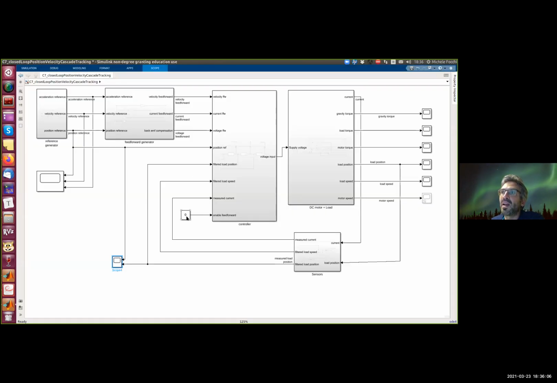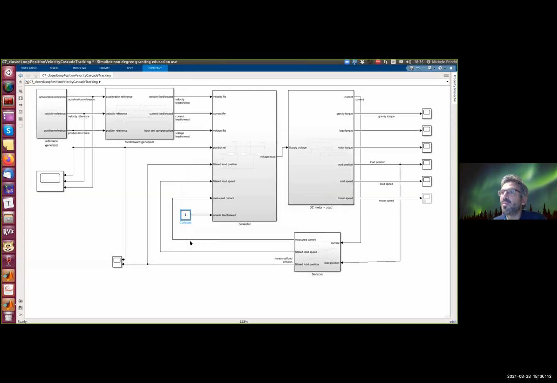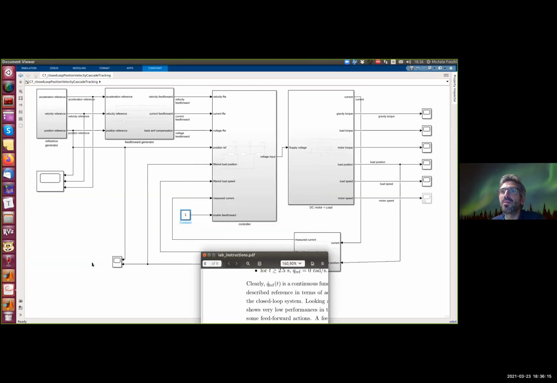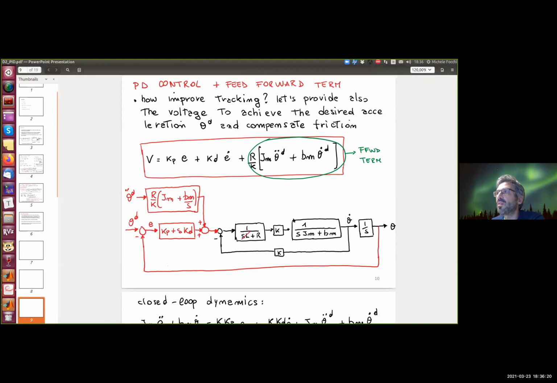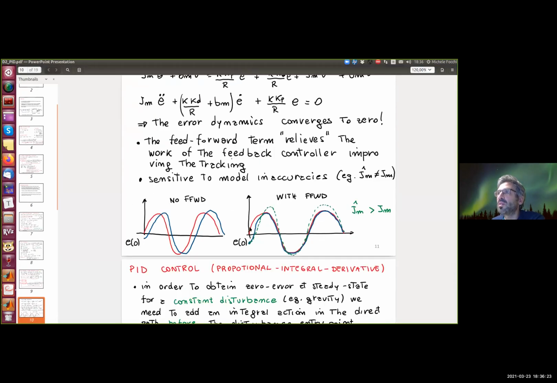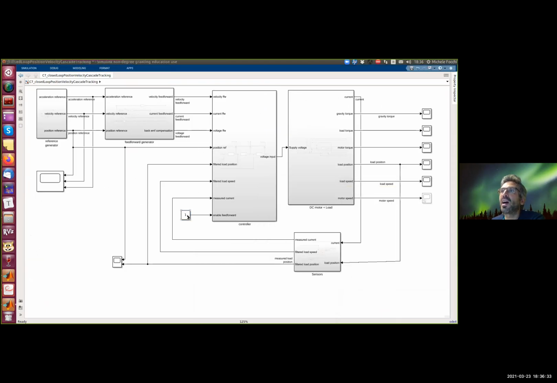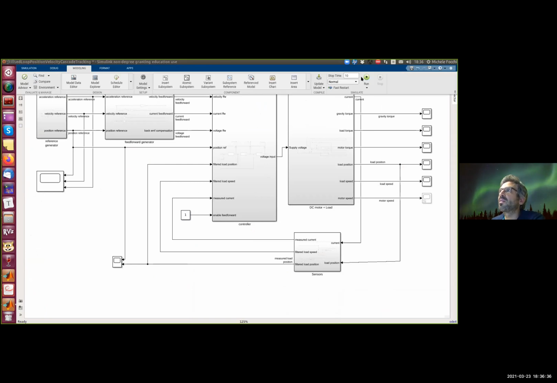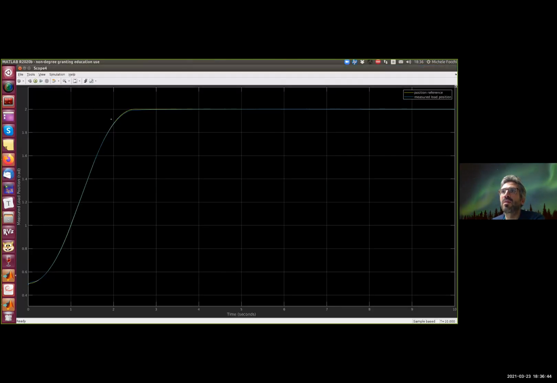And remember that the role of the feed forward action that we will enable now is to improve the tracking when you have a reference that is time varying. So let's try to simulate now with the feed forward action activated. And you can see that now the tracking is very good.